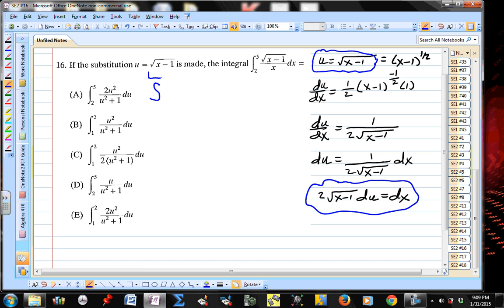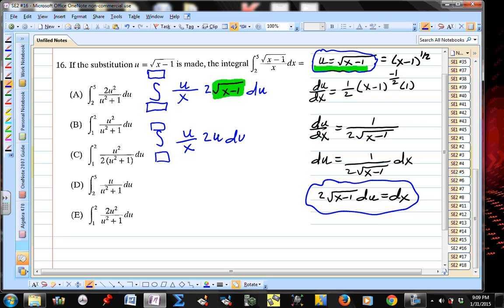So say the integral, and we'll purposely leave the limits of integration blank. Root x minus 1 is going to be replaced with u over x, and then dx is going to be replaced with 2 times root x minus 1 du. Now, we have too many variables, but luckily for us, we can do some work. First of all, this root x minus 1 can be replaced with u. So now we've got the integral, with missing limits of integration, of u over x times 2u du.